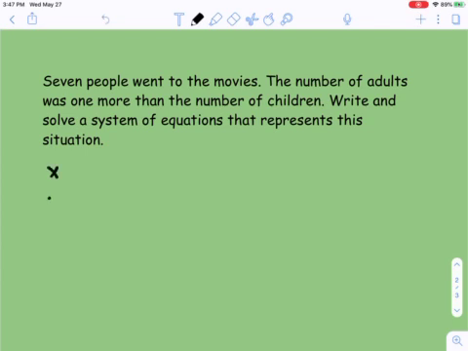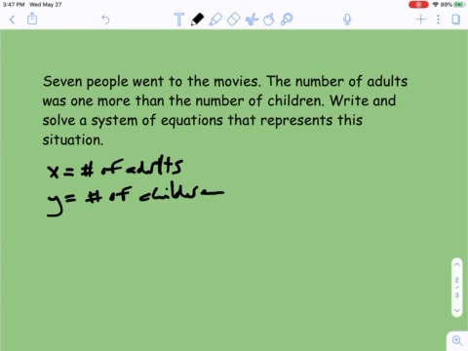If you look at the problem, it says number of adults. I don't know how many adults there are, so we can say that's x. We'll say that's the number of adults. And then the other one, if you read just a little further, is the number of children. So there are 2 things that jump out at you when you read this problem that you want to figure out.